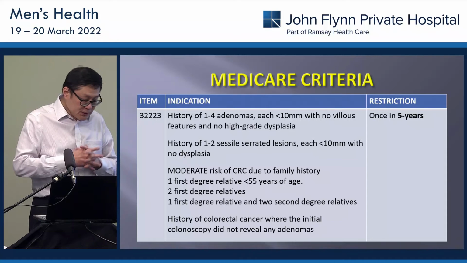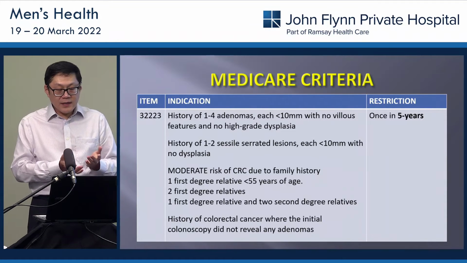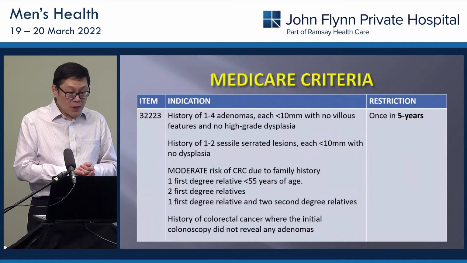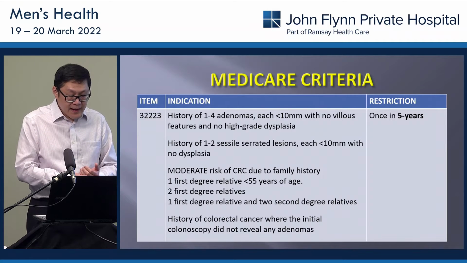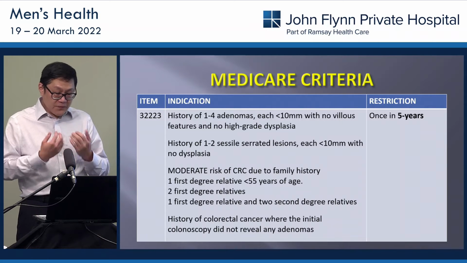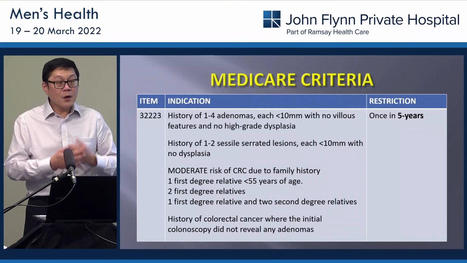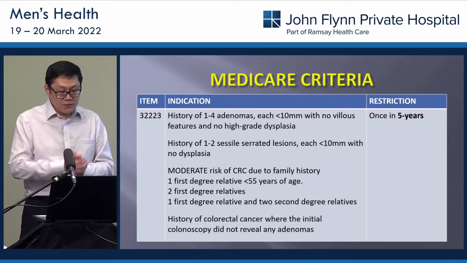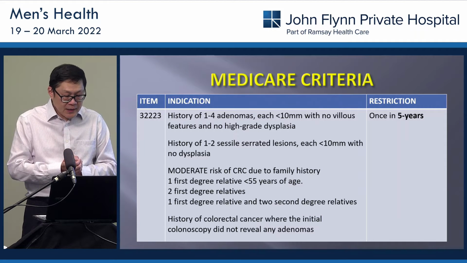Okay, and patients are eligible for a 5-year recall if they have a history of 1 to 4 adenomas, small in size, no high-risk features; 1 to 2 sessile serrated lesions, small in size, no high-risk features. Family history in terms of risk, Medicare defines this as having 1 first-degree relative less than 55 years old, or 2 first-degree relatives of any age, or 1 first-degree relative with 2 second-degree relatives.